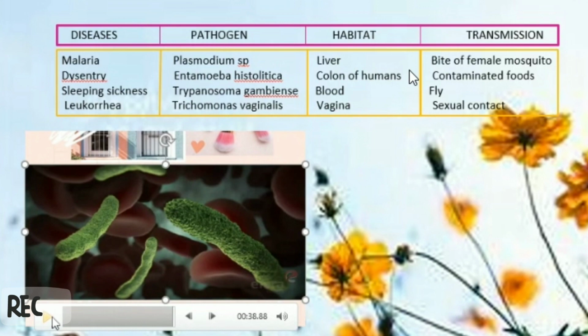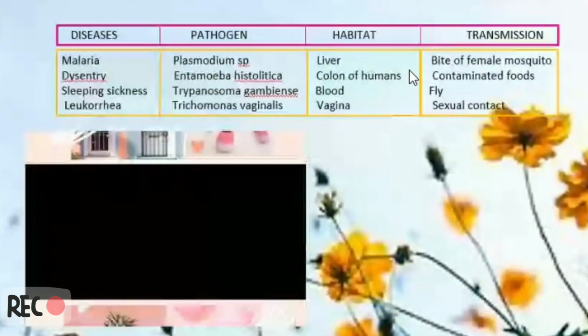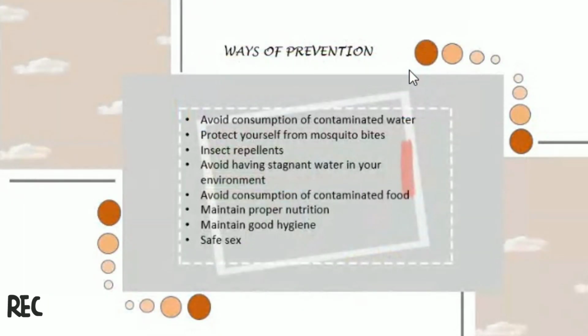The fourth one is leukorrhea. The pathogen of this disease is Trichomonas vaginalis, which only occurs in the vagina of a woman and is also transmitted through sexual contact. Last but not least, these are the ways of prevention of protozoal diseases.